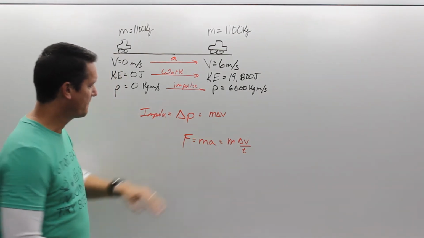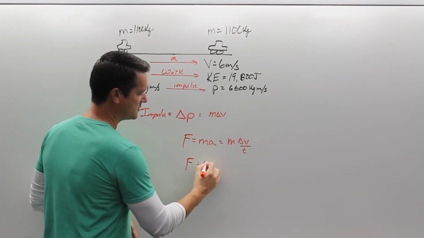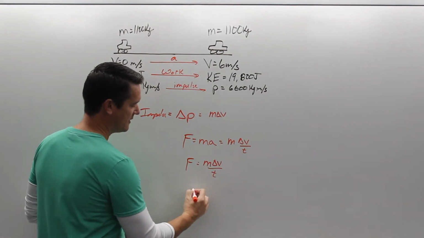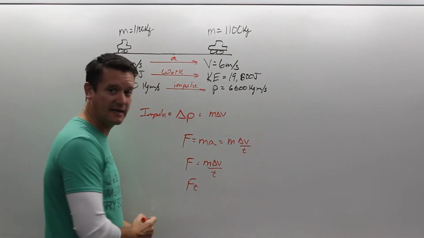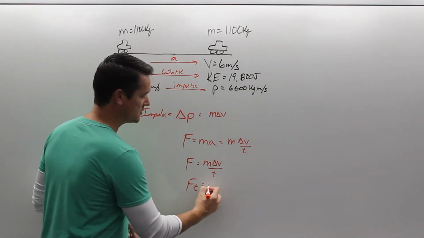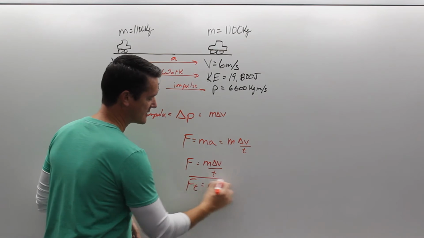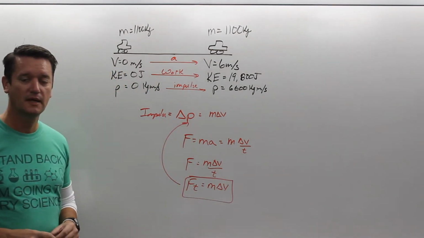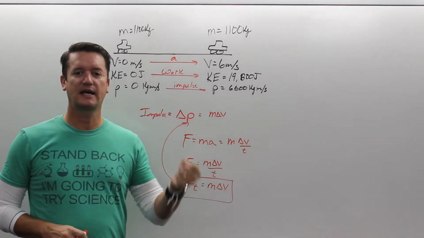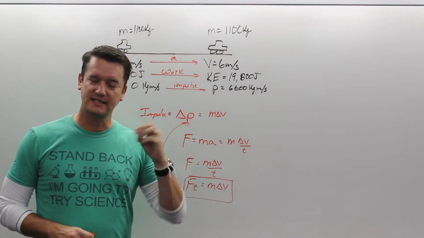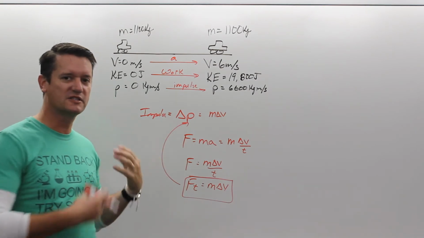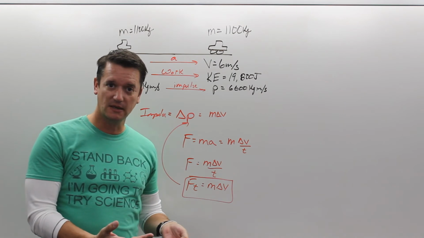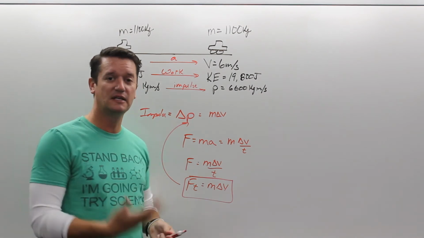So let's take a look here. If I say that force is equal to mass times change in velocity over time, I could say that force times time is equal to mass times change in velocity. That is impulse. Impulse is force times time. Now, I said it's kind of analogous to work. In work, it's force times distance. It gives you kinetic energy. In momentum, force times time gives you momentum.